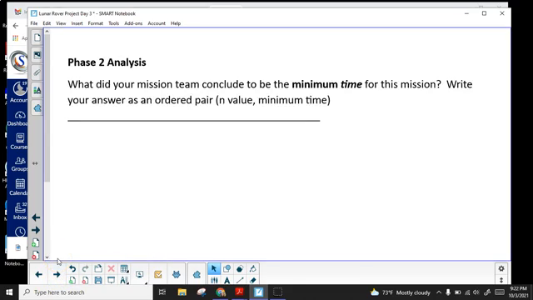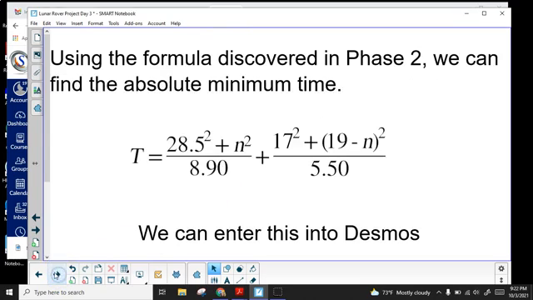What did your mission team conclude to be the minimum time for this mission? Write your answers in ordered pair with your end value and your minimum time. This might not be the same thing as your minimum distance. It might be the same thing, but it might not, and that's okay if it's not. Well, using the formula you discovered in phase 2, you can find the absolute minimum time.